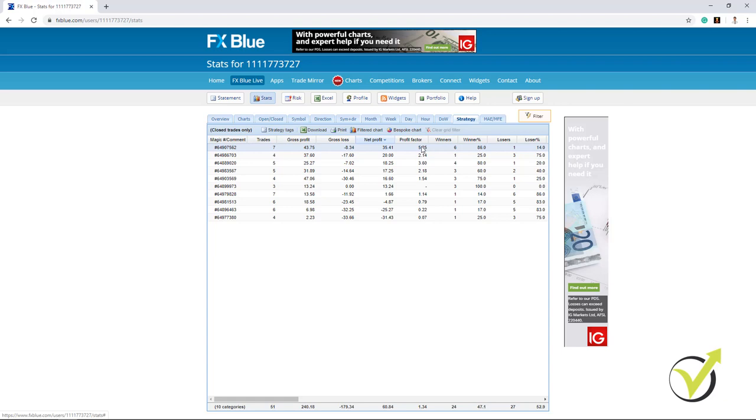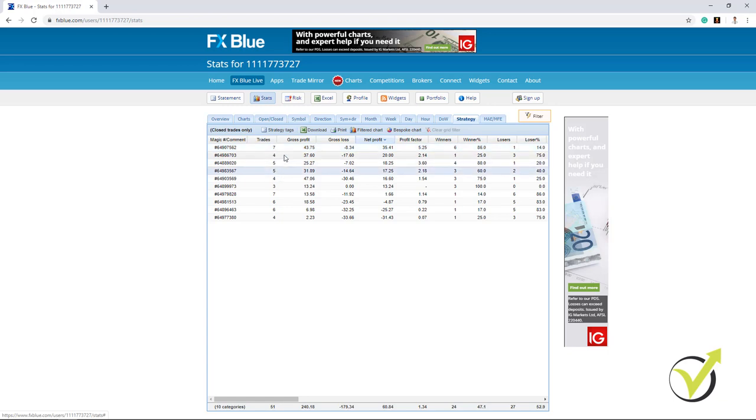I'm looking for a profit factor above 1.2. So you see that the first 5 strategies have a profit factor above 1.2, but only 3 of those already have 5 trades. The first one, the third and the fourth one. The second is still with 4. So these 3 strategies are ready for real trading.